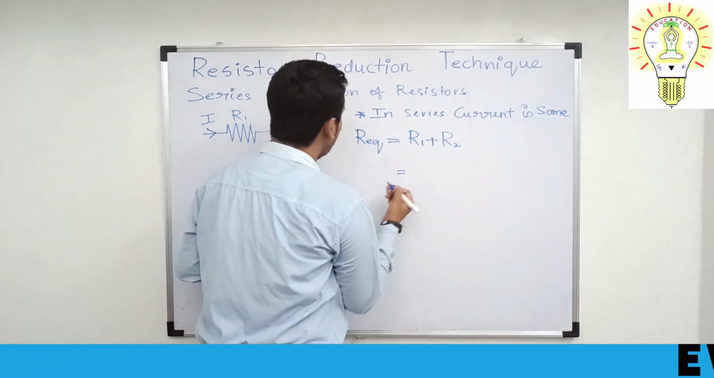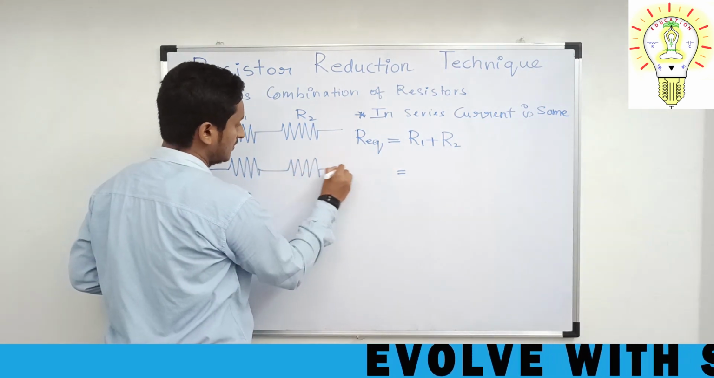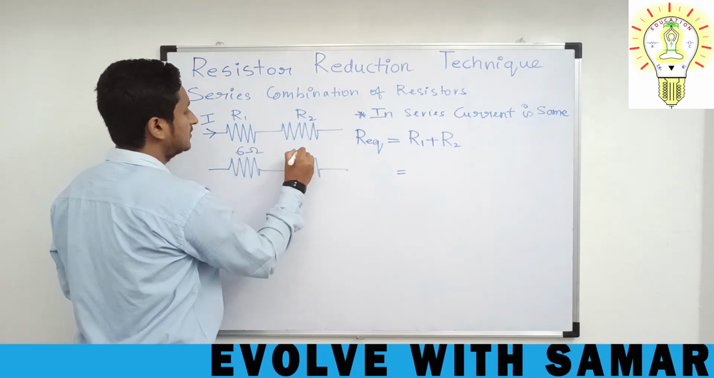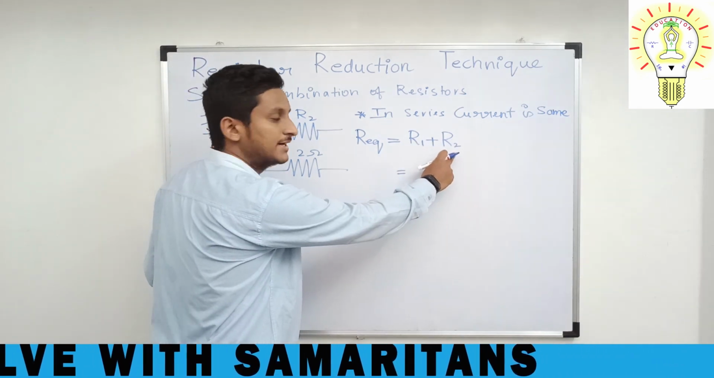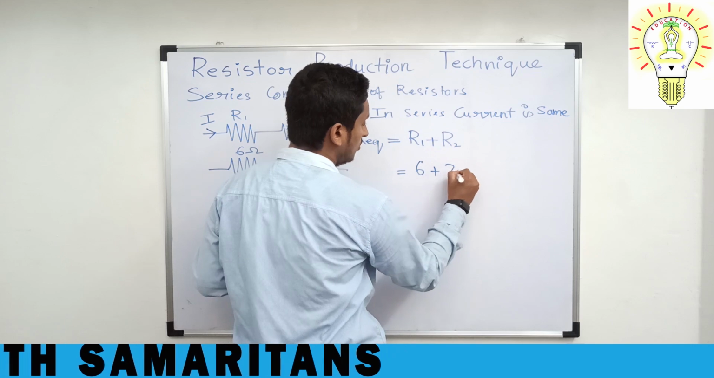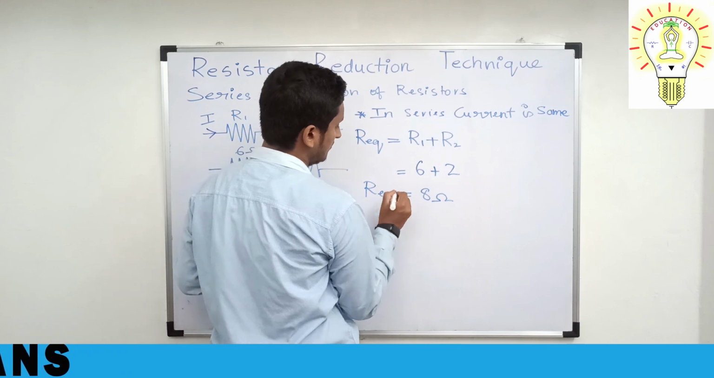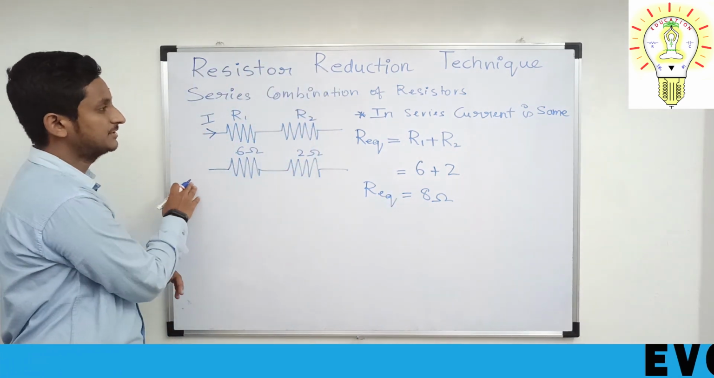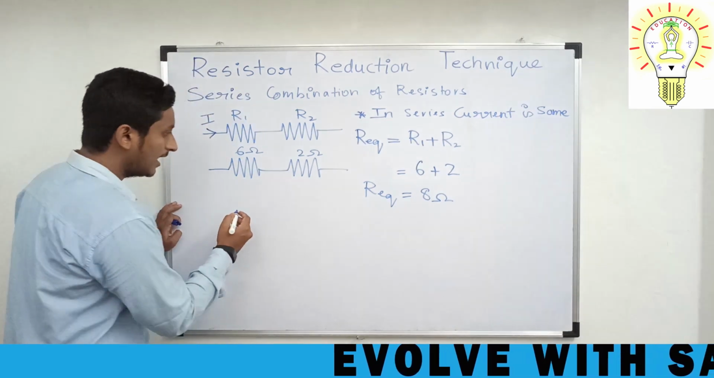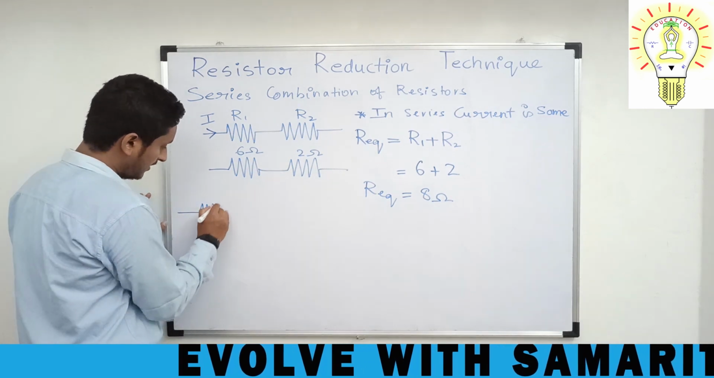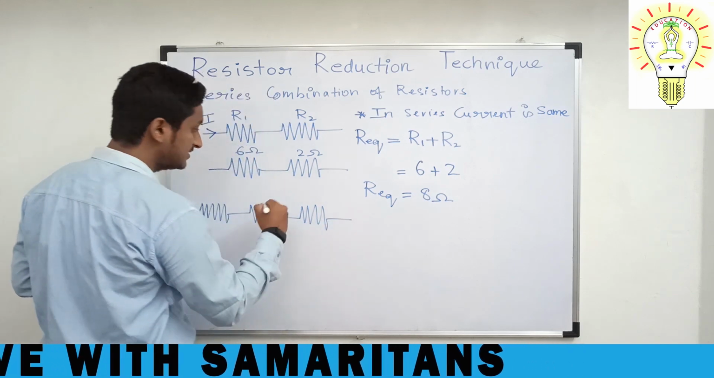Now if I take an example, six ohms and 2 ohms. Now how can I calculate this? R1 plus R2, that is 6 ohms plus 2 ohms is equal to 8 ohms. That is R equivalent. So this is how series combination works. Most of you are aware of this, but still I am giving it to you. Next I am going to tell you an important technique. So listen to this carefully. We will see this after one problem.